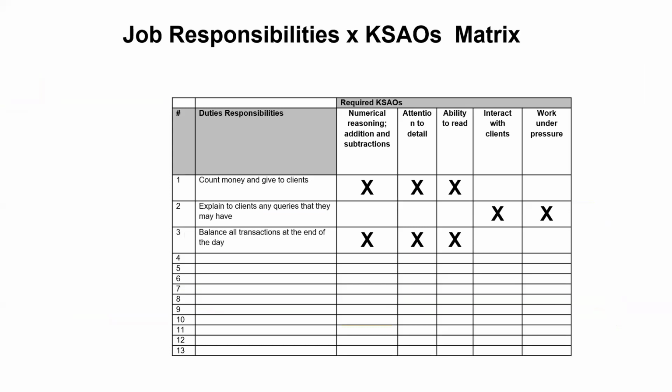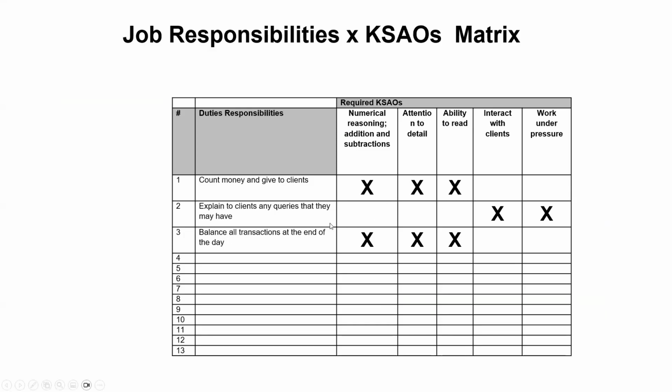For example, we call this a job responsibility and KSO matrix. We are looking at a bank teller here. Their job responsibilities: count money and give to clients. What skills, what KSOs are required? This person will need a bit of quantitative reasoning. They will need attention to detail. They will need the ability to read, and things like that for that particular competence. So you do it by key responsibility.